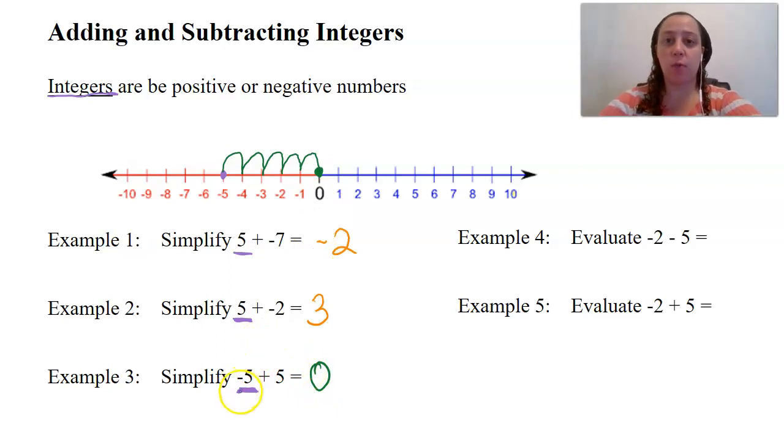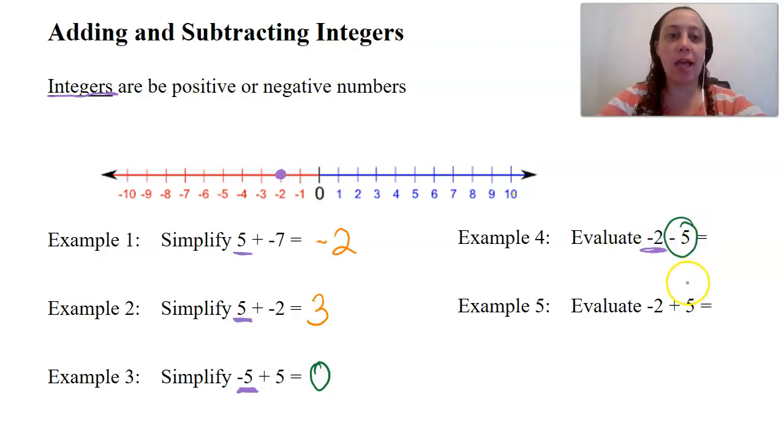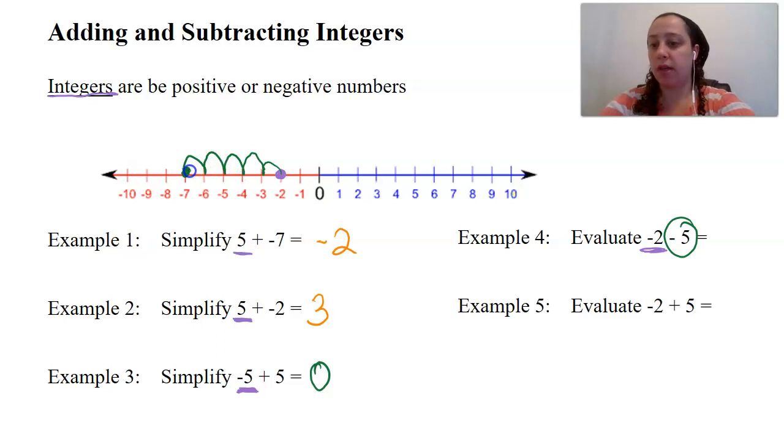In general, if you have one number that's negative and the same number but positive, that will give you 0. Evaluate negative 2 minus 5. So here we're going to start with negative 2. Here's negative 2. And we're moving to the left 5 because it's negative 5. So we're going 1, 2, 3, 4, 5. And we finish with negative 7.